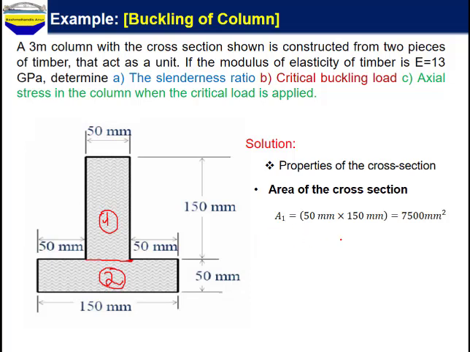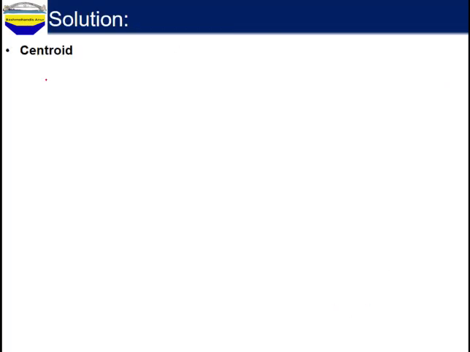Okay, therefore area 1 is equal to base times height. So area 1 equals 7500 mm square. Area 2 is equal to base times height. Base of area 2 is 150 mm and its height is 50 mm. Therefore area 2 equals 7500 mm square. Okay, the total area of this cross section equals A1 plus A2, and this equals 15000 mm square.